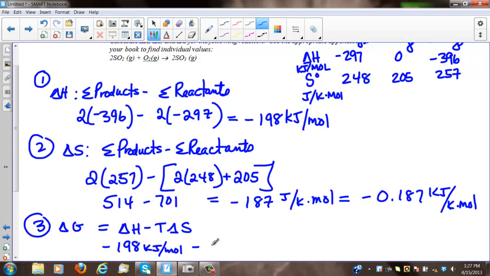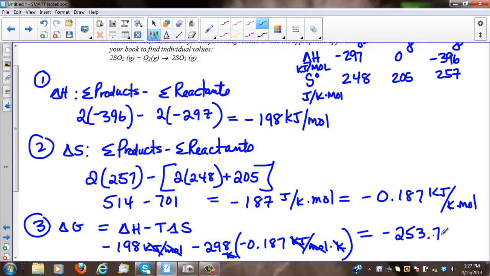T. We can assume it was standard temperature, so 298 times negative 0.187 kilojoules per mole dot Kelvin. So all my units cancel, and I'm left with delta G equal to negative 253.7. So this is indeed a spontaneous reaction.